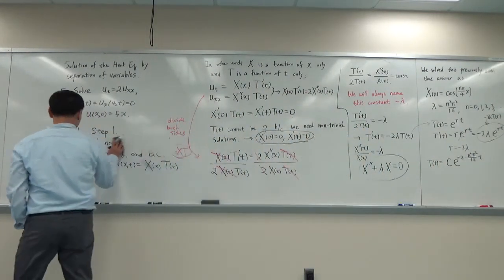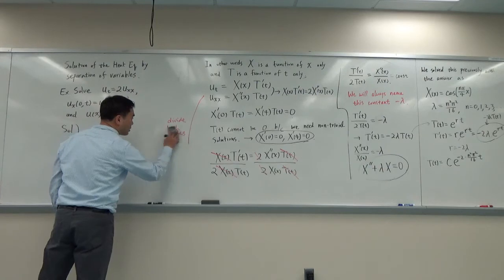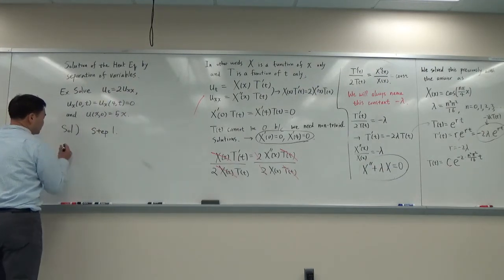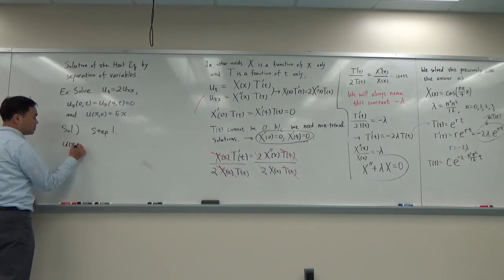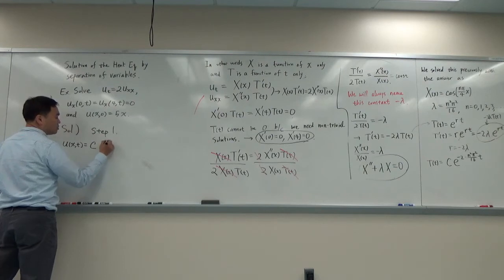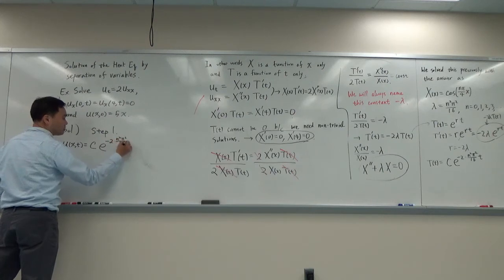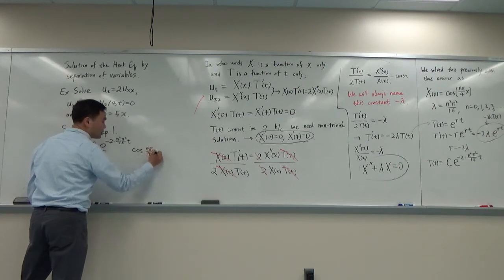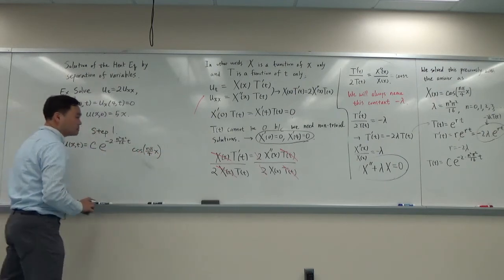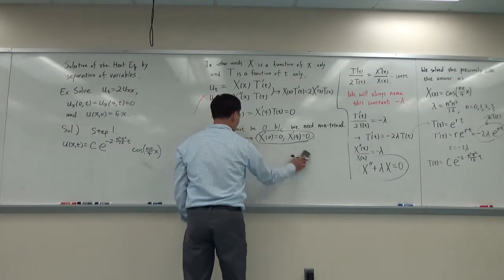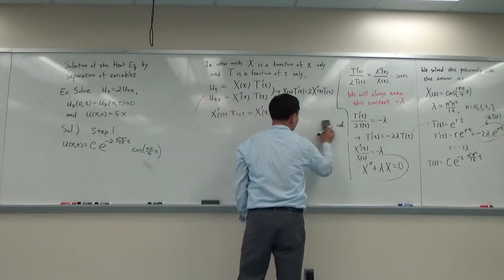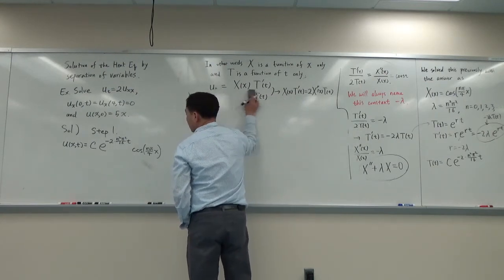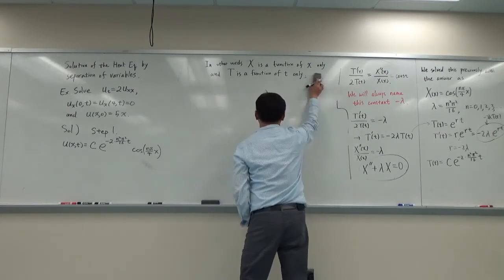Okay. So step 1 has the following conclusion, which is that u(x,t) looks like some constant times e to the negative 2 times n squared pi squared over 16 times t, times cosine of n pi over 4 x. And we see that these are all the non-trivial solutions that look like a function of x times a function of t.